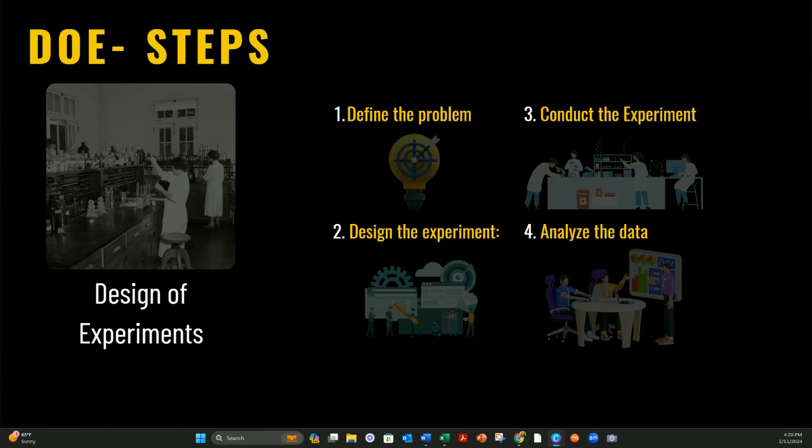DOE steps: you're going to define the problem, you're going to design the experiment, you're going to conduct the experiment, and then you're going to analyze the data. And I guess we could put a fifth one on there where we say continuously evolve. But this becomes a baseline metric for how to conduct a DOE. What is going to be your experiment?